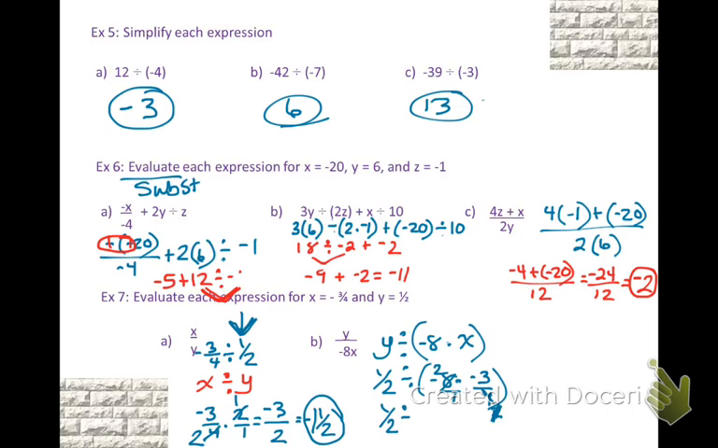So 1/2 divided by, they're both negative, so it's a positive, 6 over 1. Again, you're dividing, so you do the reciprocal, so it's 1/2 times 1/6, which equals 1/12.